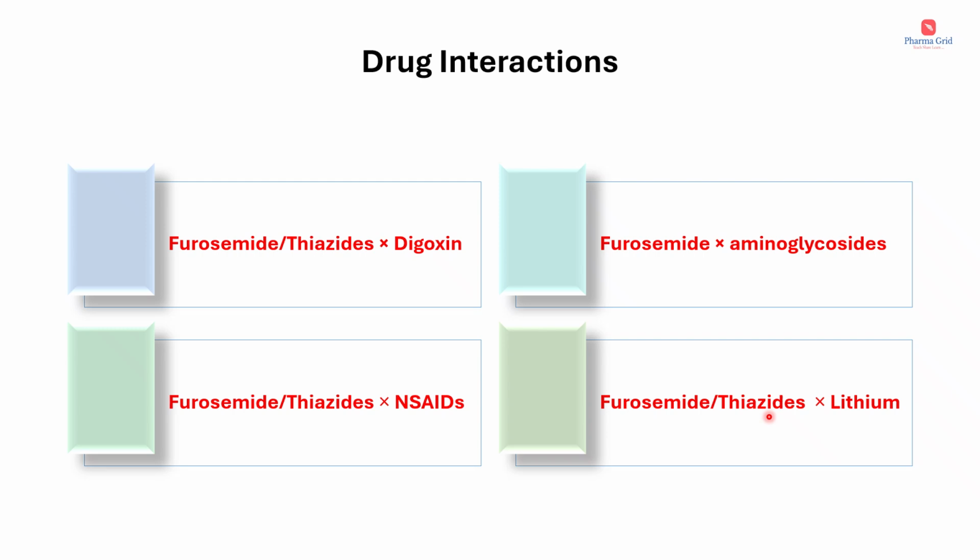And the next interaction is between furosemide or thiazides and lithium. Lithium is a drug that can be used for the management of mania or bipolar disorder. So these diuretics cause hyponatremia and there is a compensatory increase in the reabsorption of sodium in the proximal convoluted tubule. Since lithium has a sodium dependent reabsorption, its reabsorption also increases, leading to lithium toxicity.